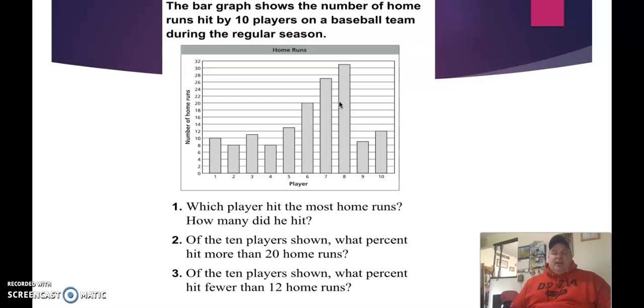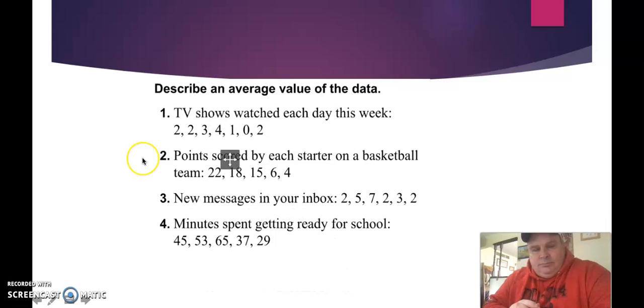Okay, what percent hit fewer than 12 home runs? Well, find the line for 12 home runs, which is right here, and you can count 1, 2, 3, 4, 5. Can we count this one? No, because he did hit 12. So if we have 5, what percent is that? Very good, 50%. Okay, next warm-up question.